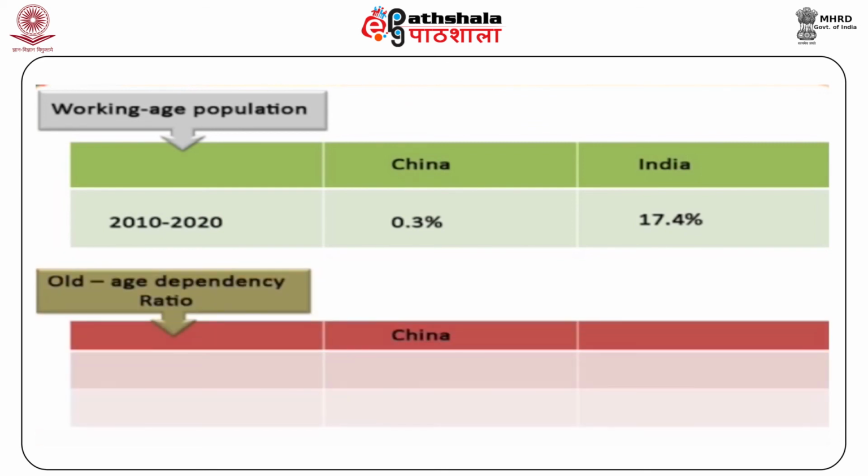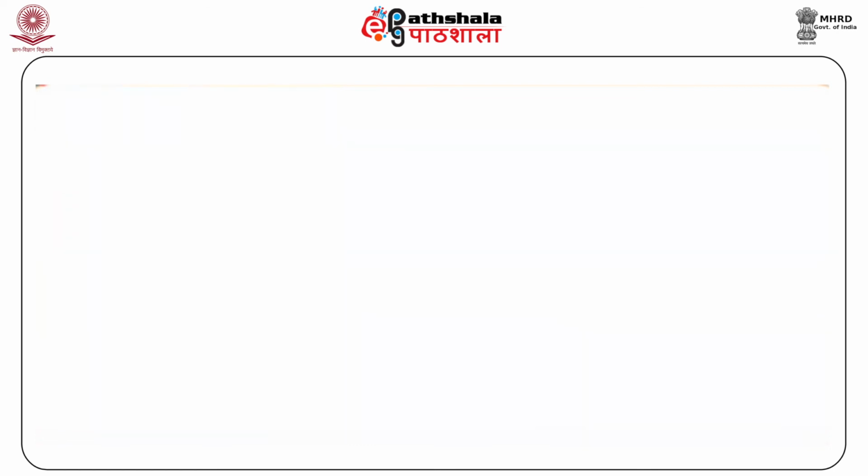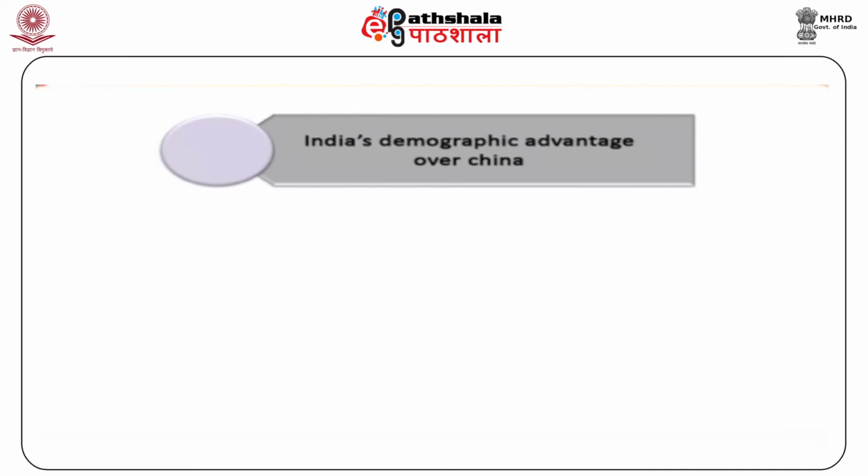China's old age dependency ratio, the proportion of people aged 65 plus to working age adults, will increase from 13.1% in 2010 to 18.3% by 2020, while India's old age dependency ratio will rise more gradually from 7.6% to 9.4%. These trends will put India in a demographic advantage over China, helping to increase demand and fueling economic growth.